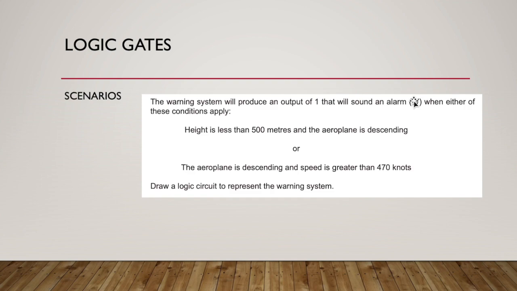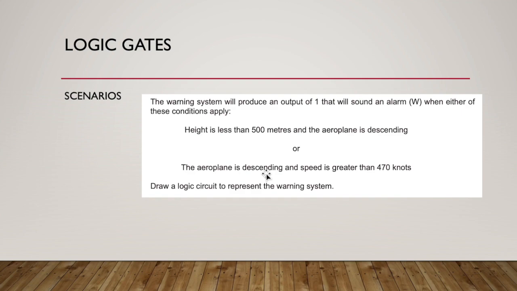This one here doesn't actually have the letters written with it, okay? But when this question was in the exam, there was a big box that you draw the logic circuit in, and it was clear that H was for height and S was for speed. And there was something about descending as well. Anyway, height is less than 500 and the airplane is descending. These are really easy to make. All you are looking for are the keywords. You're looking for any words which correspond to a gate, okay?